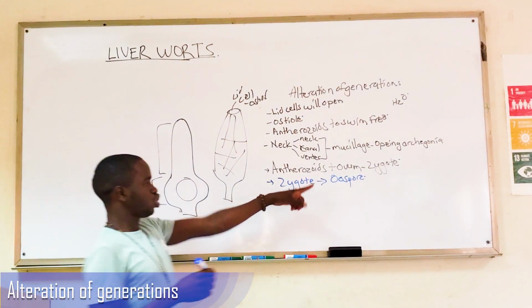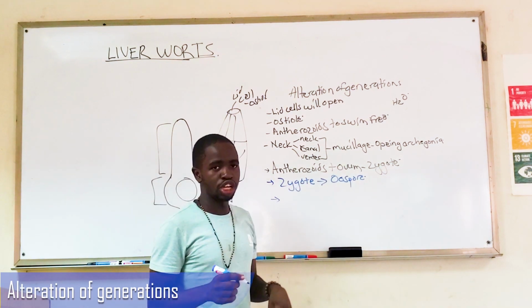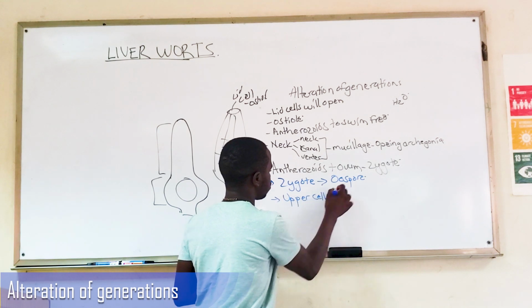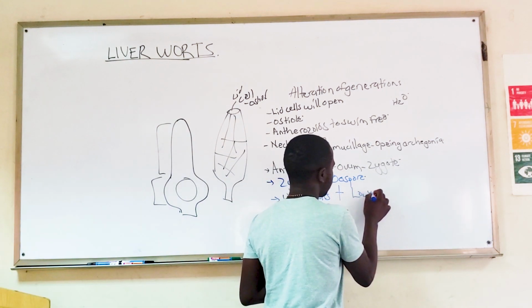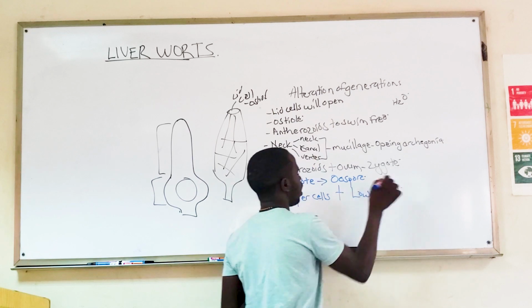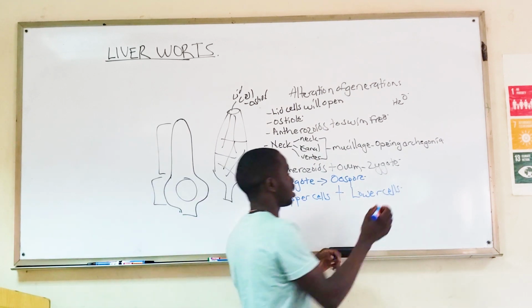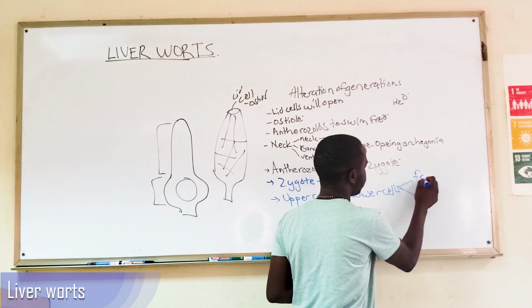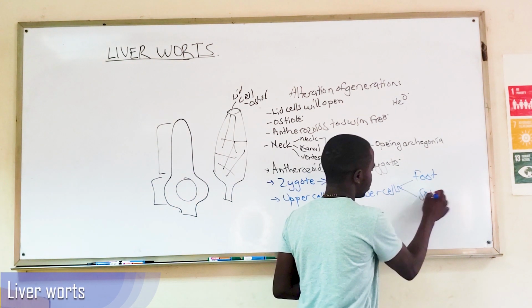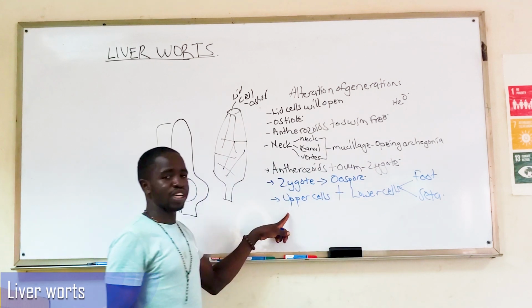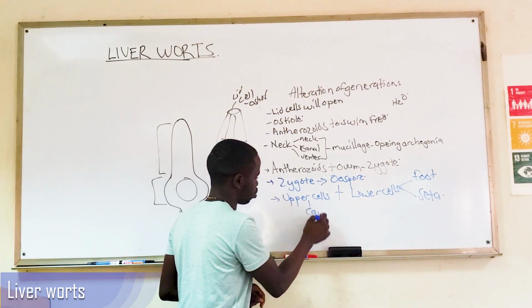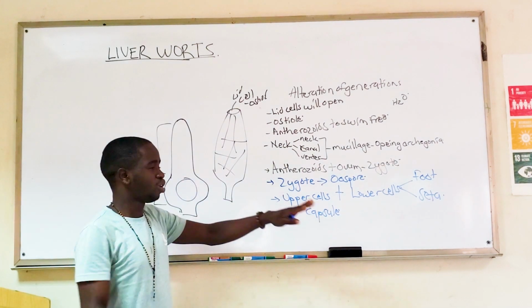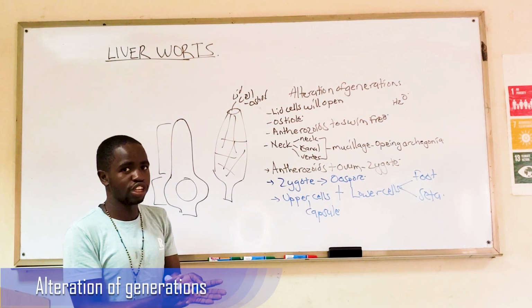Then this oospore will undergo differentiation. It will form upper cells, and it will form lower cells. Then these lower cells shall undergo differentiation to form two important parts. Number one is the foot, and it will also form the seta. Then these upper cells shall form the capsule. The role of the capsule is that it encloses the spore cells.